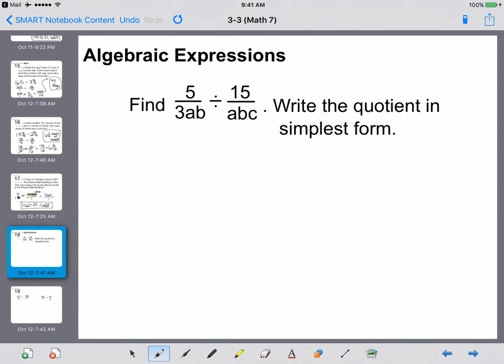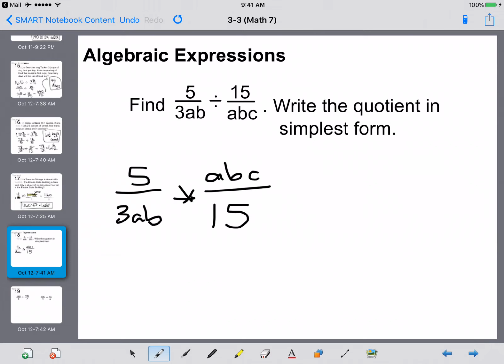Now here we've got algebraic expressions. So we're going to be doing these with variables instead of just numbers. So we need to stay, switch, and flip. Before I multiply, I can go, there's an AB down here and an AB up here, so those cancel each other out. 5 goes into 15 3 times, and 5 goes into 5 1 time. Now I can just multiply straight across. 1 times C is just C, and 3 times 3 is 9.